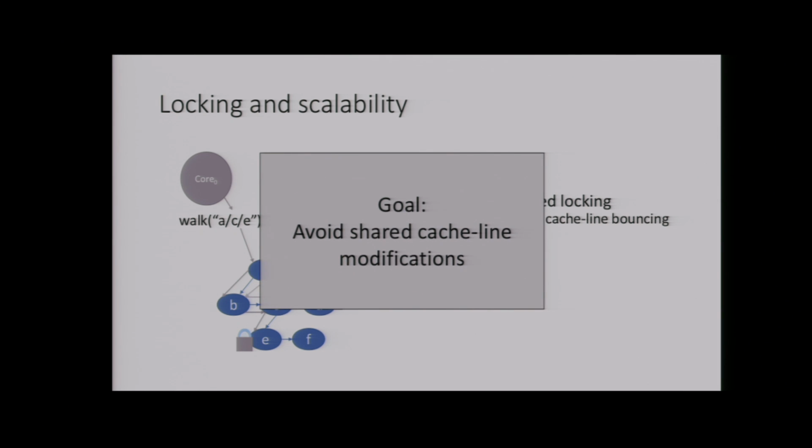So the goal then is that we want to avoid all this. We want to avoid, at least in the read path, cache line modifications, right? And in the update path as much as possible. So the first part of this talk, I'm just going to be talking about one technique that is inspired by a lot of the work before, like epoch-based memory reclamation and RCU, that tries to do this in one way.